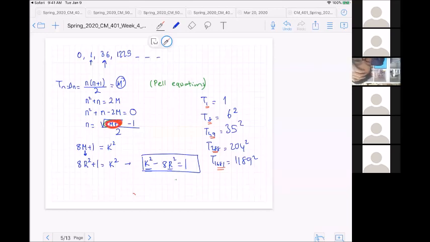If it is not a perfect square, n would not be an integer. For example, if 8n plus 1 is 17, then the answer is square root of 17 minus 1 over 2, but n is not an integer. So therefore, 8n plus 1 has to be a perfect square. But because I'm looking for the triangular number to be a perfect square, I also know that n is a perfect square. So we get that 8r squared plus 1 equals k squared. This has to be the form, and this is called the Pell equation, okay? The form of a Pell equation.